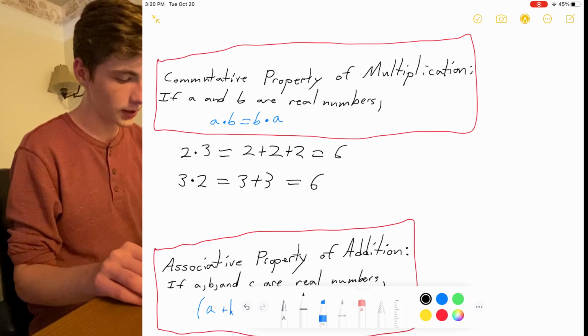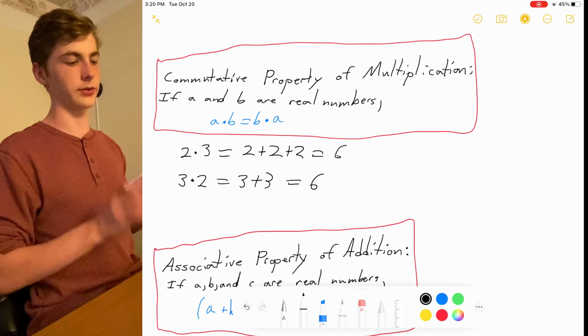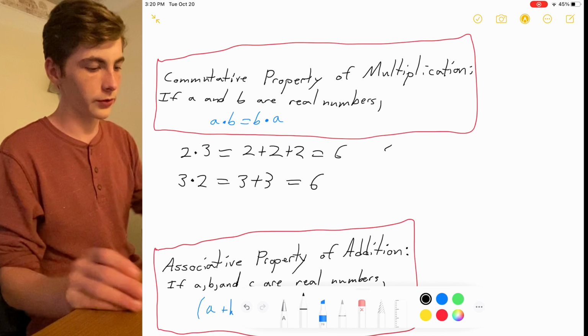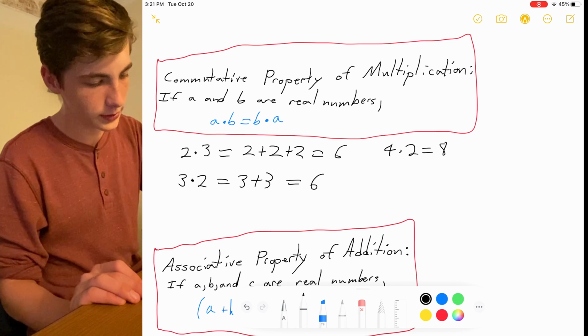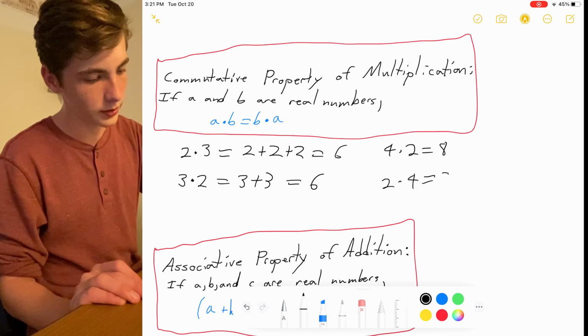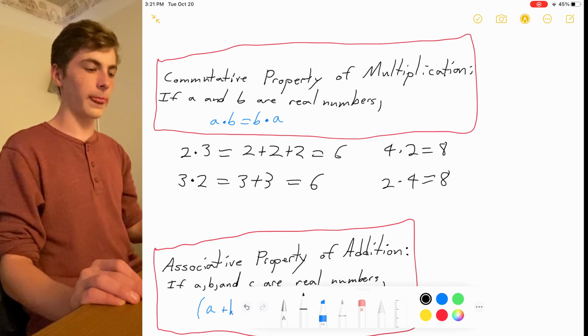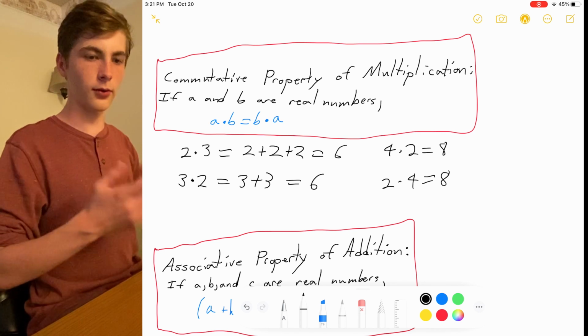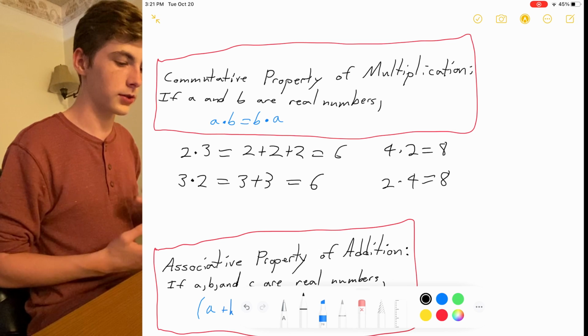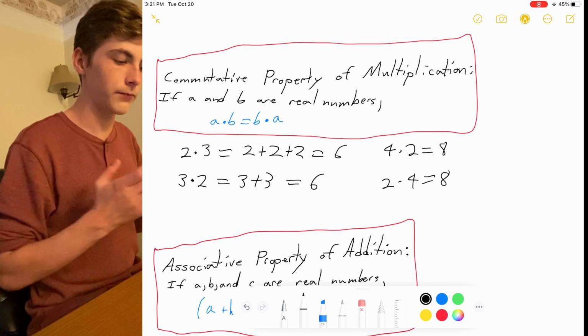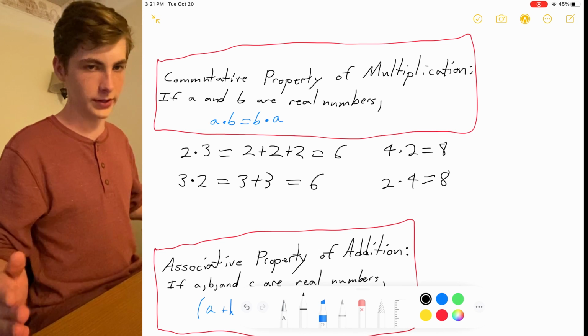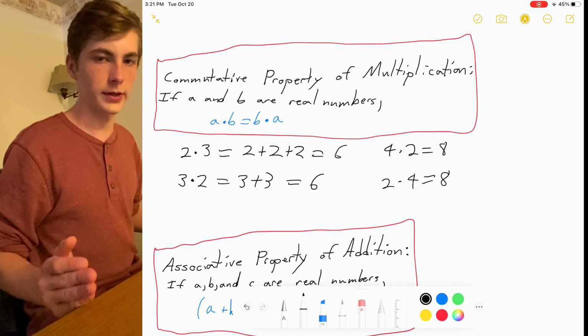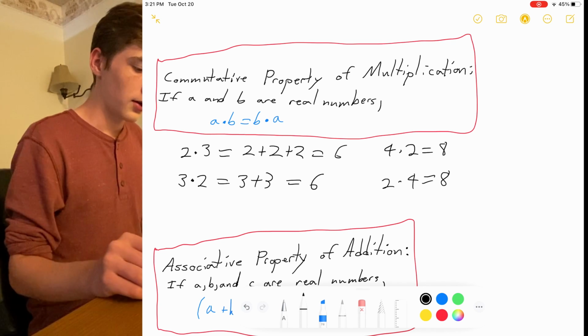It turns out that is the case for all pairs of numbers that you're multiplying. It doesn't matter what order you put them in. 4 times 2 is 8. 2 times 4 is also 8. These are probably things that you're already doing all the time, but in math, we have to prove everything, right? And so we have all these properties that tell us we're allowed to do that.